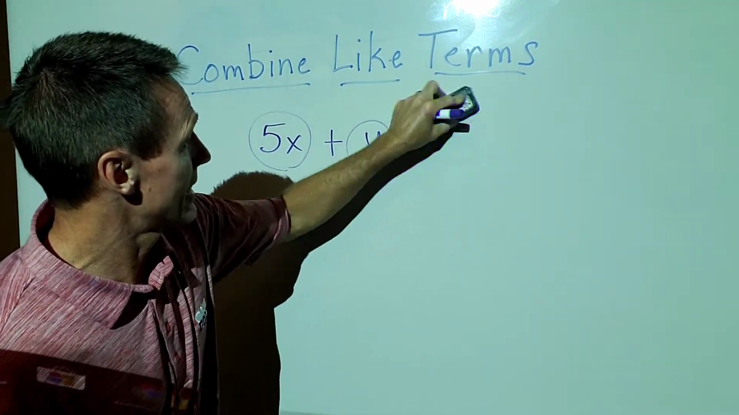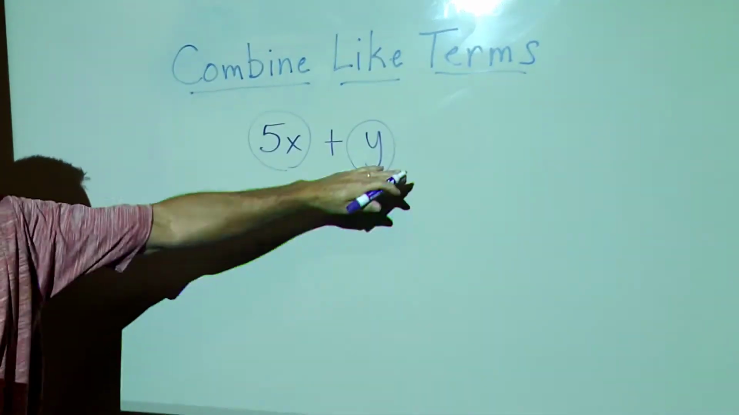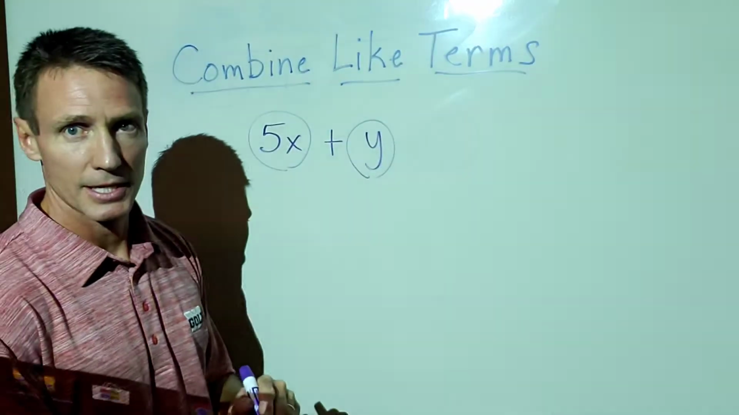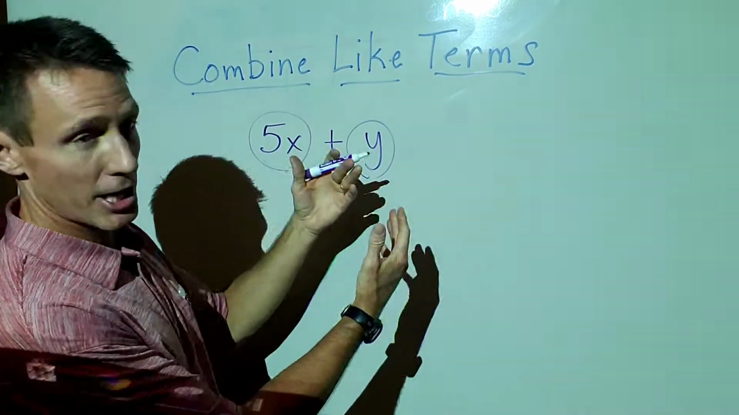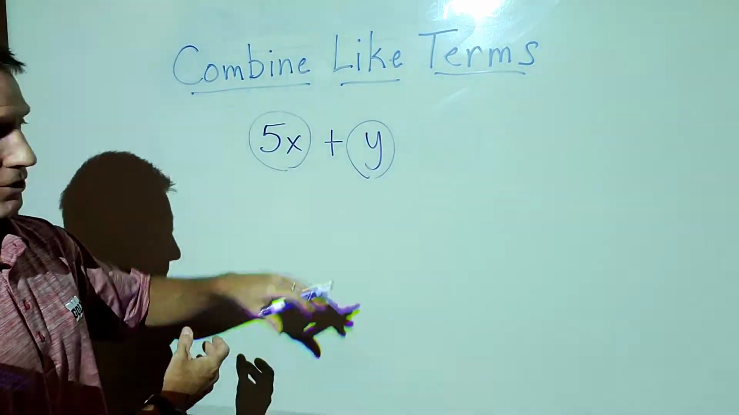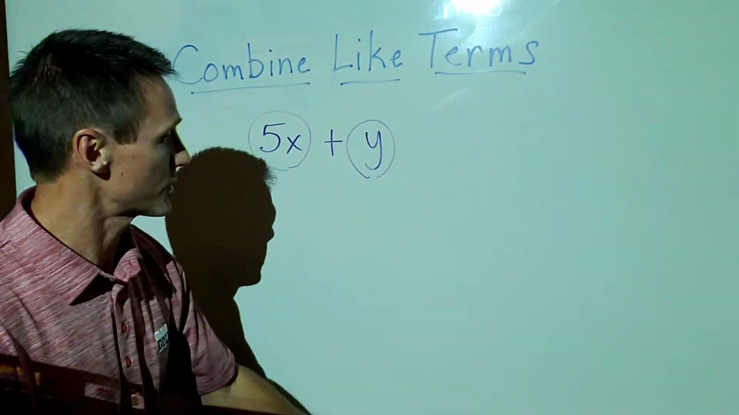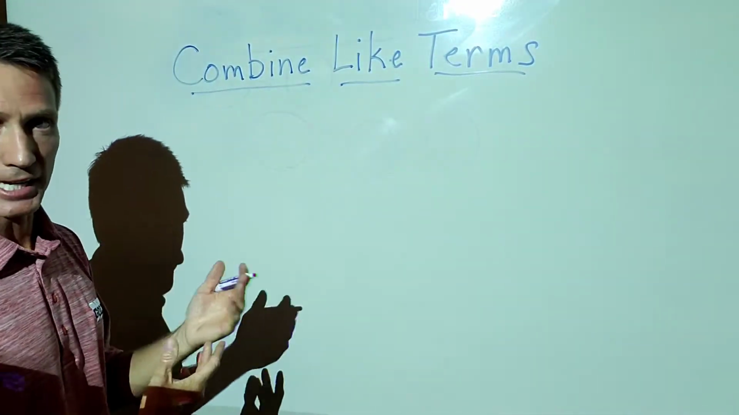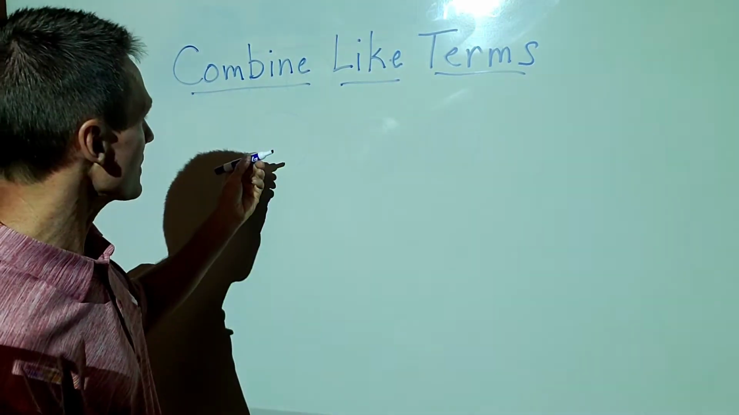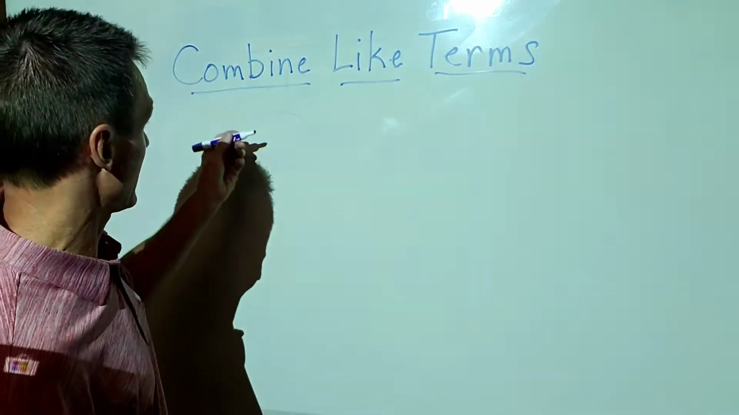If I eliminated this last part right there, now we have two terms. So very simple, how many numbers, variables, or combination of the two that are separated by addition or subtraction signs. Now let's talk about like terms. Like, again, meaning the same. So let's start with apples and bananas.